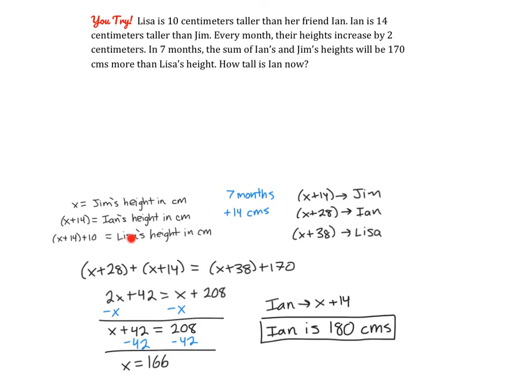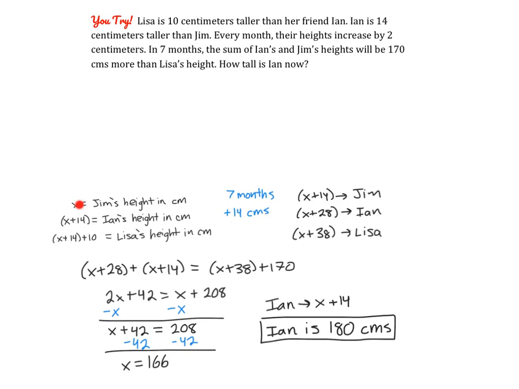And then Lisa's height can be described as x plus 14 plus 10 because it says Lisa is 10 centimeters taller than Ian. Of course, we could combine those, but that's just to show that we're building off of Ian's height. And then it says every month their height increases by 2 centimeters. So that says in 7 months.